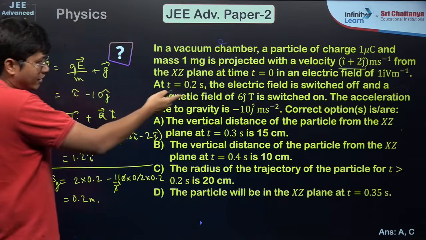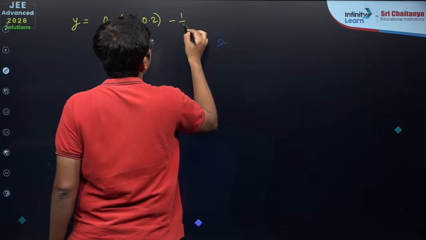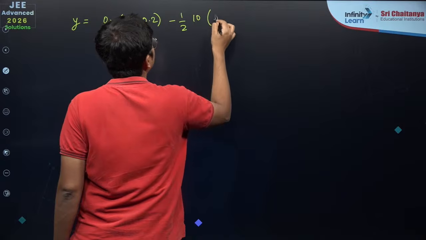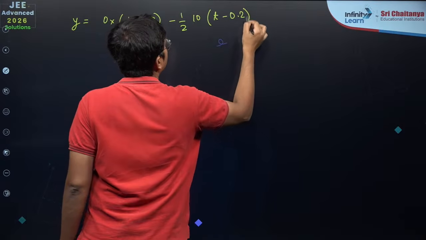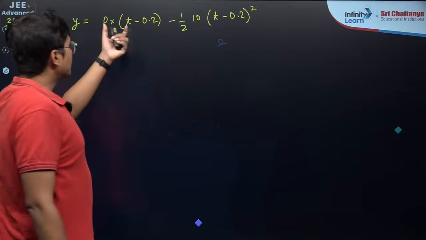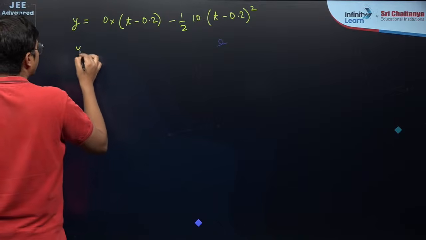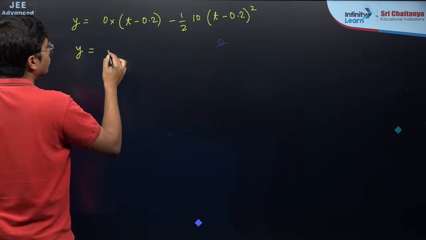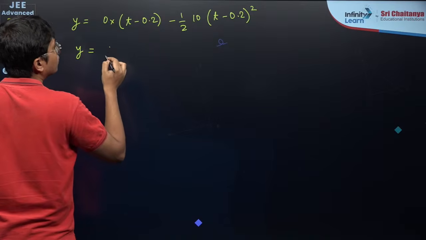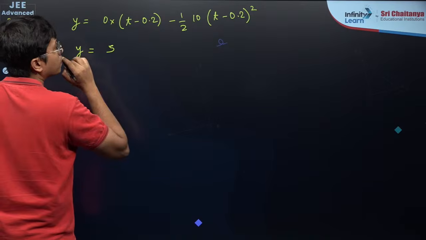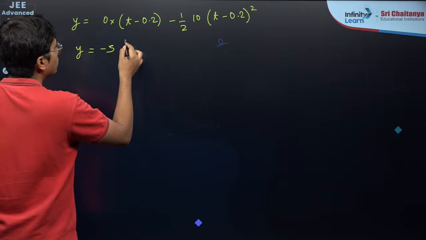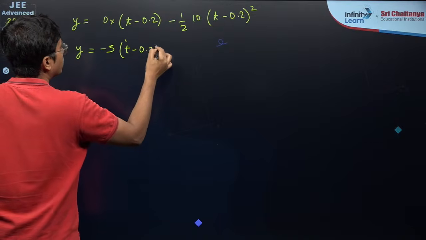And then there's the acceleration, which is minus half 10 into t minus 0.2 whole square. Okay. This part is not there, ignore that, get rid of that. Y is equal to 5 minus 5 into t minus 0.2 whole square.